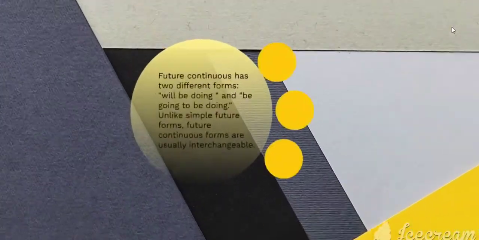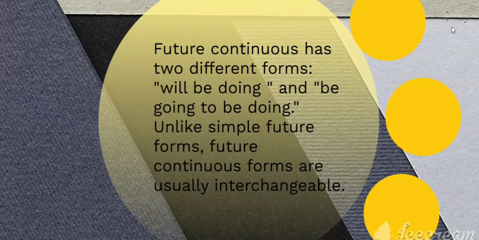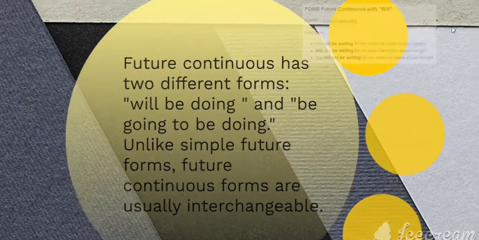We know that some uses for this tense is to show us the duration of an action up to a certain point of time in the future. The action may continue further, as I said before. This tense has two different forms: will be doing and be going to be doing. And unlike simple future forms, the future continuous forms are usually interchangeable.